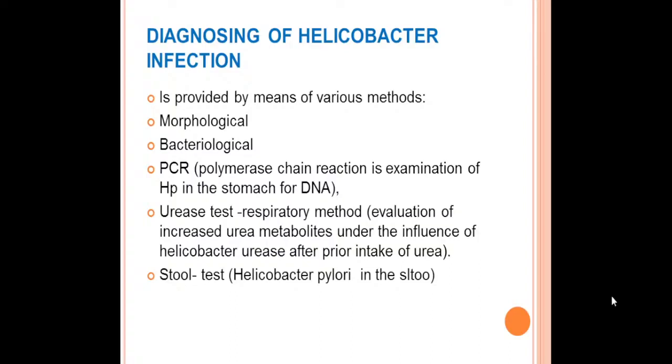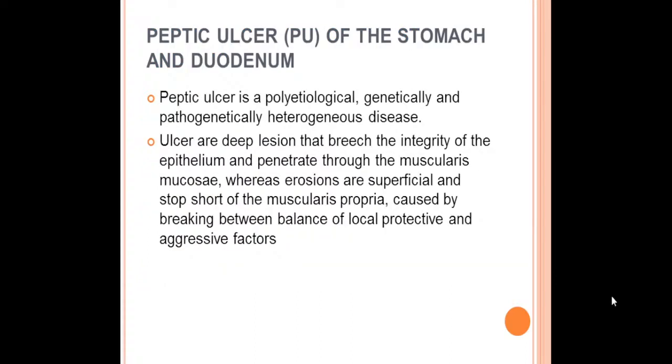But these are not painful methods, the urease and stool tests, and they may be used to control positive or negative results of Helicobacter pylori eradication therapy. The urease respiratory test is an evaluation of increased urea metabolites under the influence of Helicobacter urease after prior intake of urea. And the stool test may identify Helicobacter pylori in the stool, but it does not have a higher percent of correct answers.